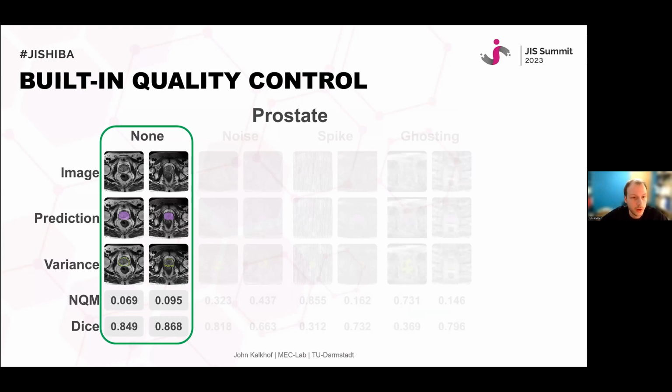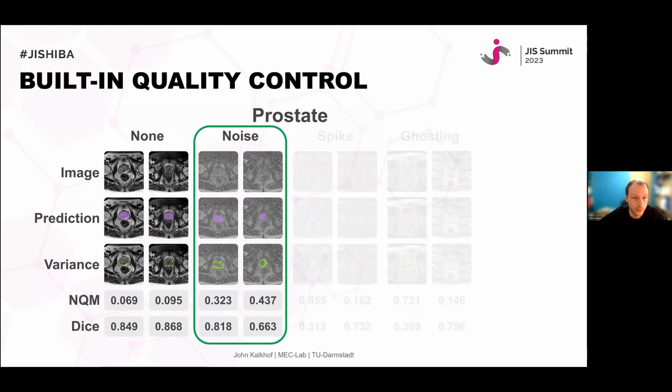And now let's see what happens if we overlay it with noise. What we can see here is that, first of all, the segmentation accuracy becomes a bit worse with the overlaid noise. And also the variance between the different predictions becomes much bigger. This also reflects in the NQM score. So we are seeing a drop in the dice accuracy, or an increase in the NQM score to around 0.4, and we can see it correlates with the dice accuracy.